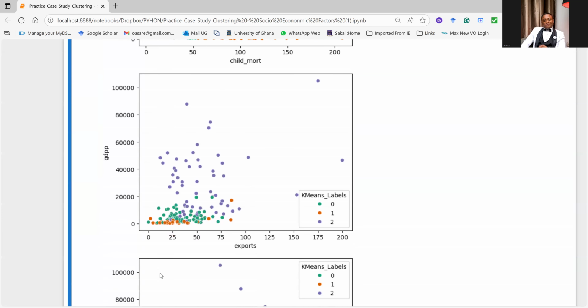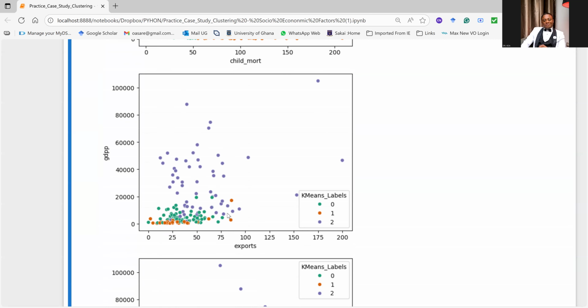Again, when you check GDP against export, you want more, not like child mortality where you want low. So when you look at export, you will see that the wealthy countries, the purple wealthy countries, their export values are high, as well as their GDP being high. And you can see the poor countries.